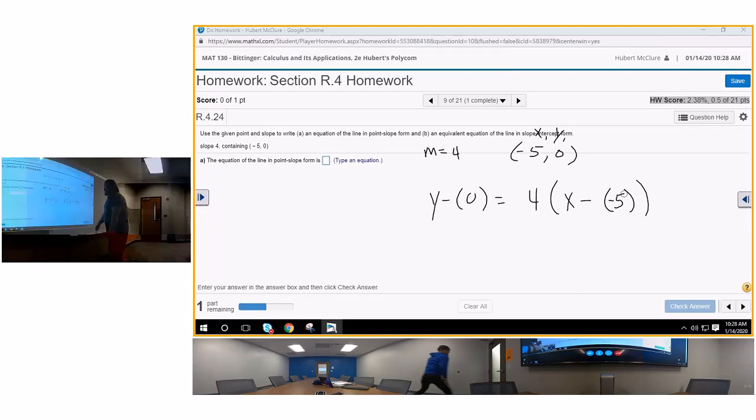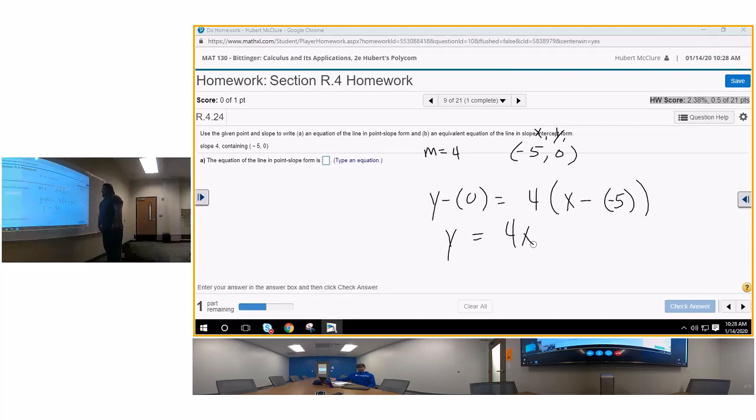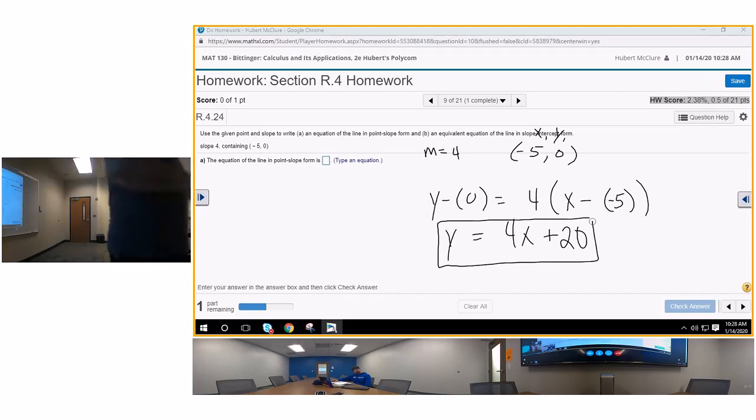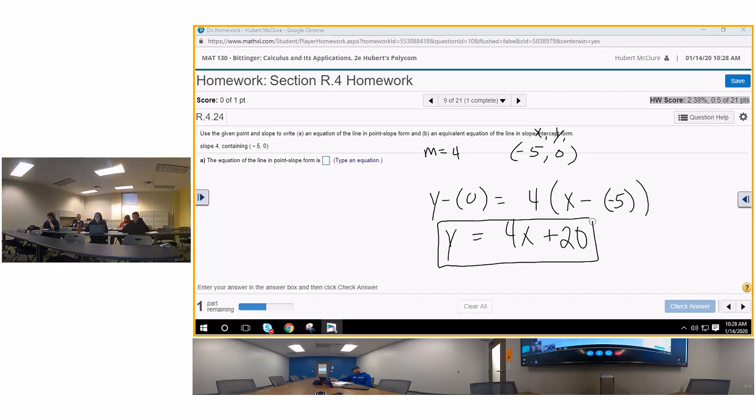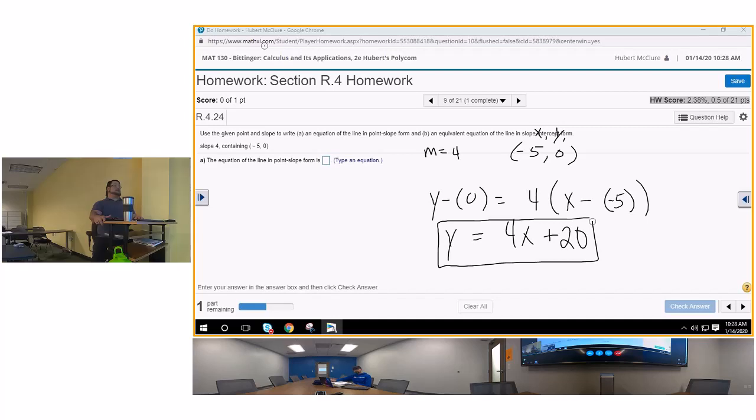Sit down. And y minus 0 is equal to 4x. What is -1 times -5? +5 plus 20. Jake, did you get that? Of course. Okay, you just saw 2 test questions that are on the test. One with fractions, one at the Jake level.